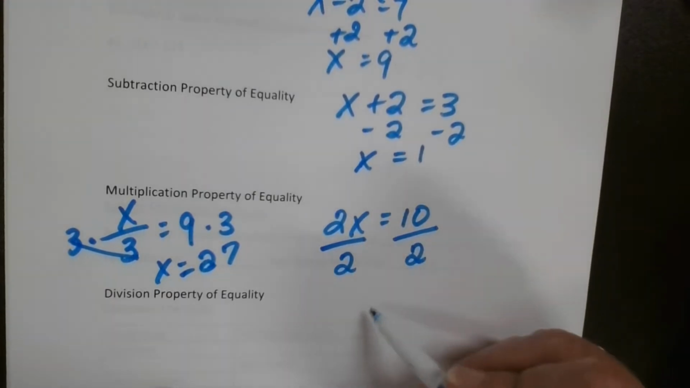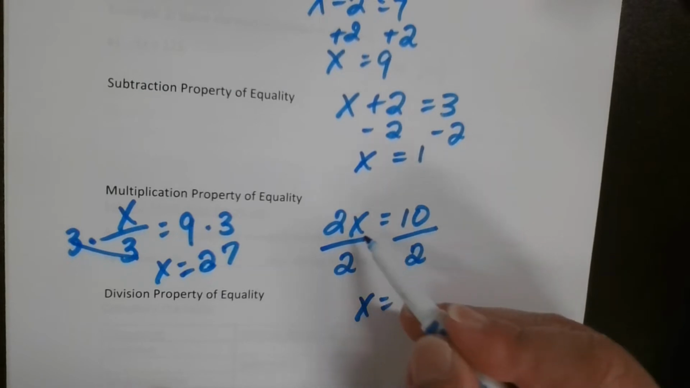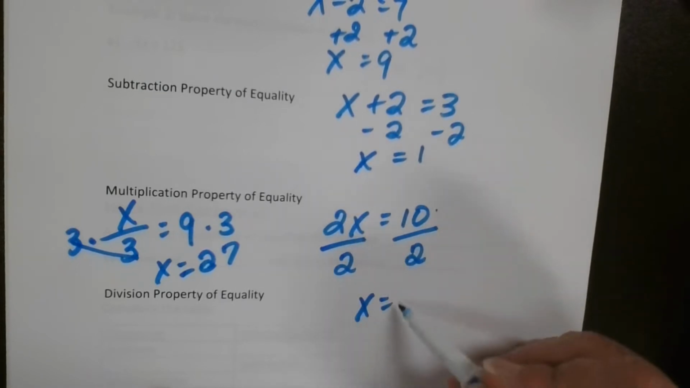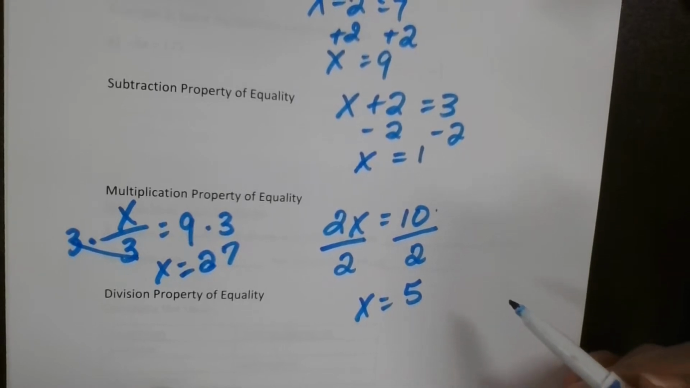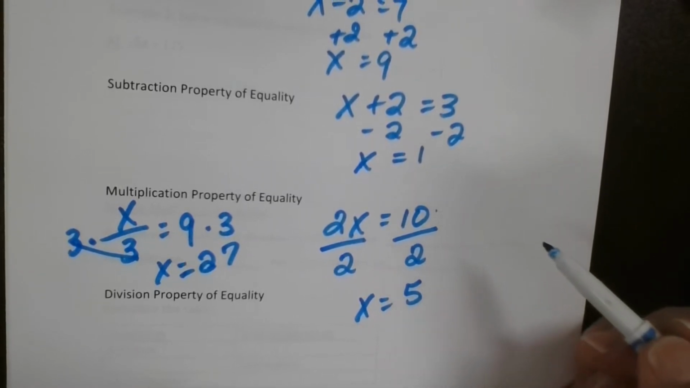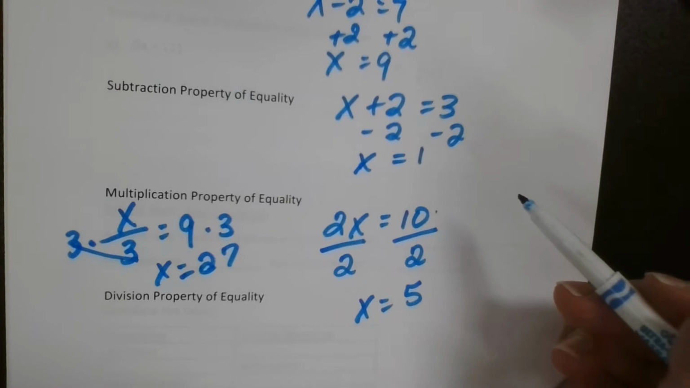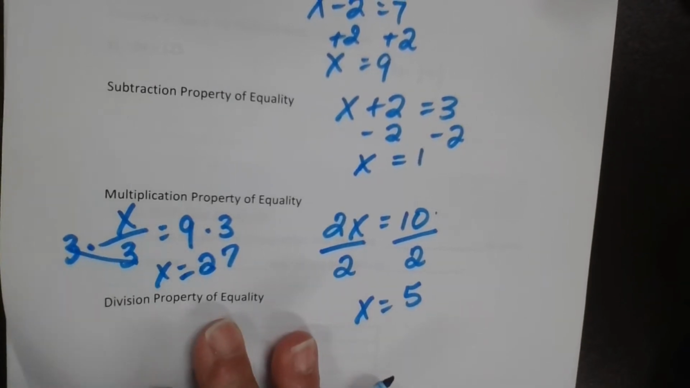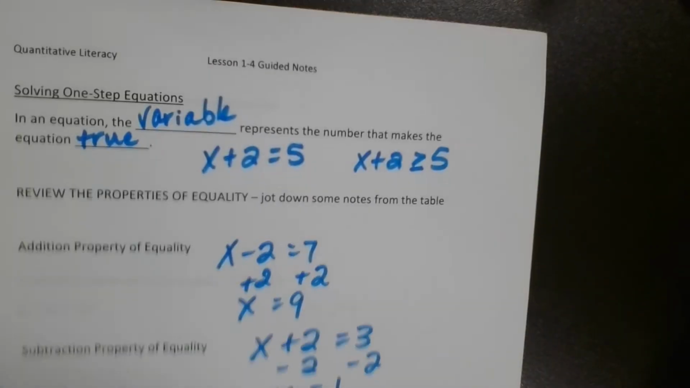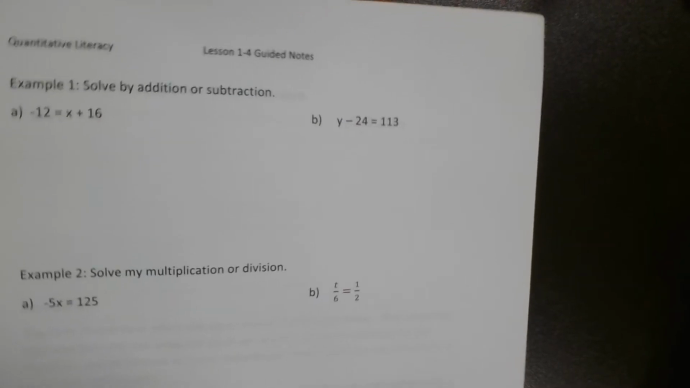So this division property says that I have to divide both sides by the same number, do the same thing to both sides to find out that x, 2 times what is 10? Well, 2 times 5. So those are the properties of equality as they pertain to solving equations. Important stuff as we get more complicated, but now we're just going to do a couple of examples real quick.